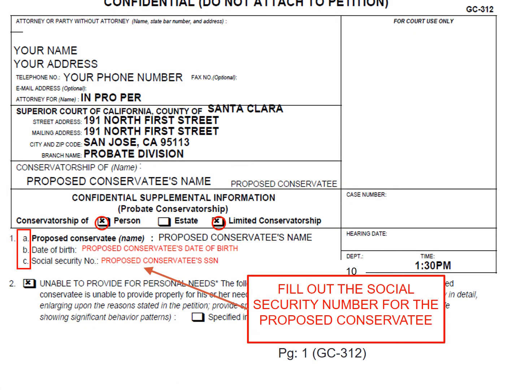GC-312 contains confidential information about the conservatee. On page 1 in the caption, make sure the petitioner's name and contact information is correct. The address of the court is correct, as shown on the slide. In the section under the address of the court, write in the conservatee's name. Check the boxes next to Person and Limited Conservatorship. At item 1, write in the information for the conservatee. If the conservatee does not have a social security number, then you can leave that item blank.